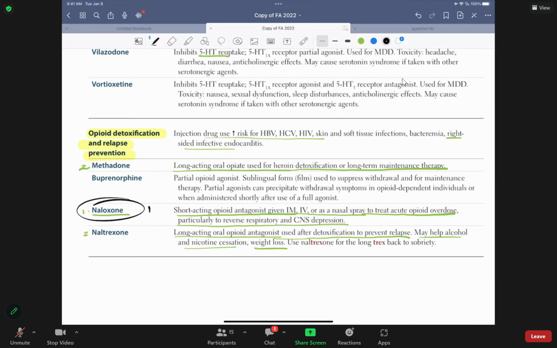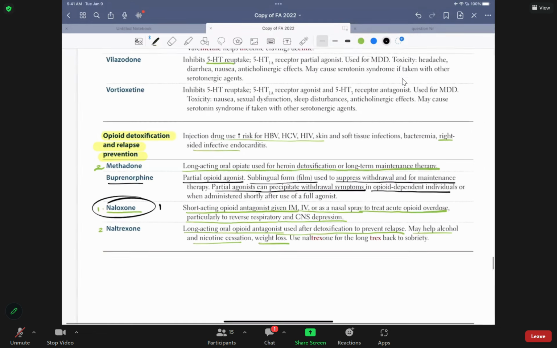Then we have another one, buprenorphine. It's a partial opioid agonist. Look at the word partial. So when they take it, they will never feel the addictive effect from it, folks. Okay, it's a sublingual form used to suppress withdrawal for maintenance. That's the idea. Its only side effect is that it can precipitate withdrawal symptoms in opioid-dependent individuals because they are used to taking such a high dose. Now they are taking a partial agonist, folks. Okay, and that's that. Now that's opioid detoxification. You know, that's rehab and stuff, folks.